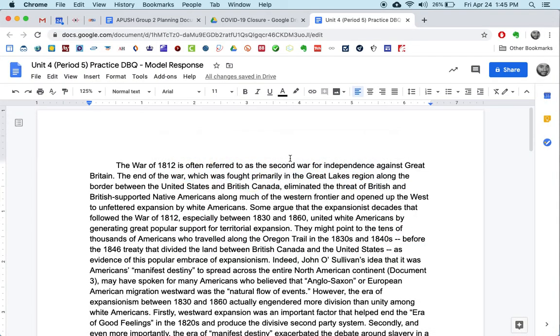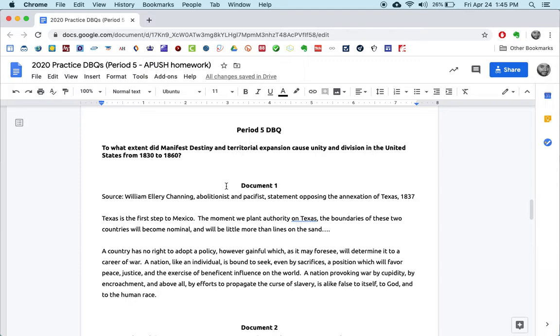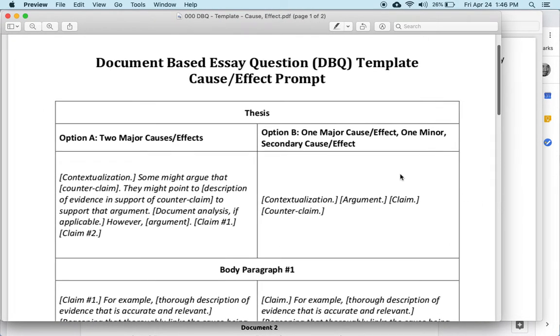So that's one difference. But let's go over the prompt real quick that you did. To what extent did manifest destiny and territorial expansion cause unity and division in the U.S. from 1830 to 1860? First and foremost, this is the template we've been using for cause and effect. I propose there are 2 ways to answer this question. You could say that there was more unity than division, or more division than unity, caused by manifest destiny and territorial expansion in the 1830s, 1840s, and into the 1850s.